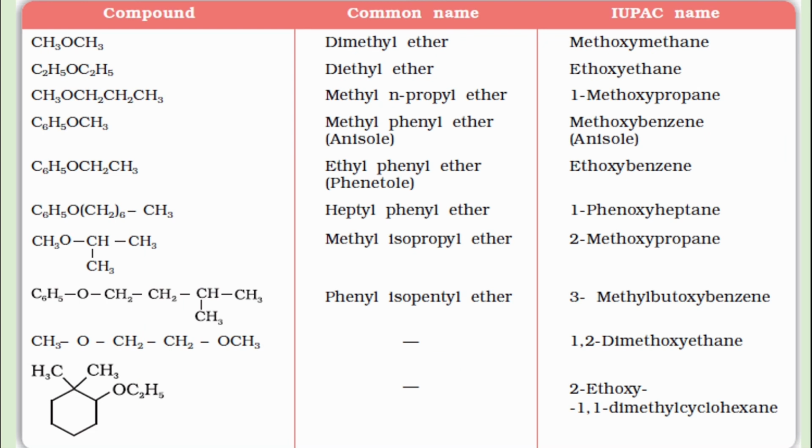Then you have the next table which belongs to ethers. Ethers are the compounds ROR. Generally we write them like this: ROR dash. R dash and R may be same, they may be different. So these are called alkoxy alkanes. If I have CH3OCH3, both R groups are same, then we don't have to think, methoxymethane.